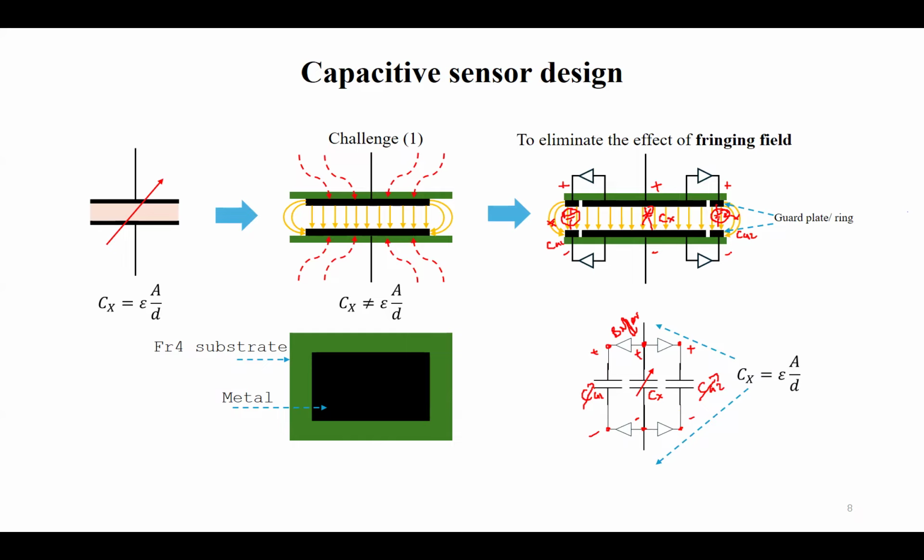So ideally speaking, we'll get Cx equal to epsilon A by D itself, even though there is fringing field. So this is a better design which helps to eliminate the fringing field, right? So this is a method to overcome the fringing field.